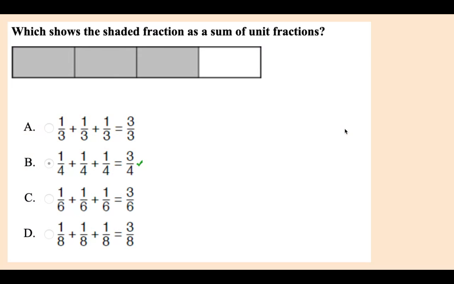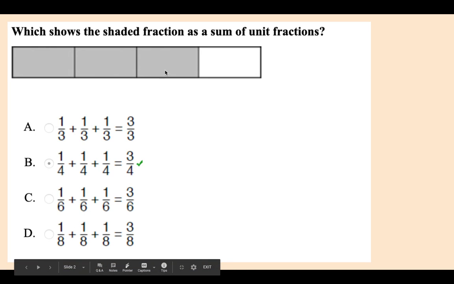Number 1 looked like this. It asked you which one of these problems shows what's shaded in this fraction picture. Remember, a unit fraction is when 1 is on the numerator. So each piece is 1 on the top. There's 4 pieces altogether. So each piece is 1/4, and there are 3 of them shaded, so it's B.